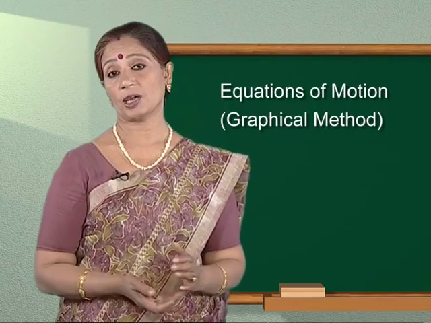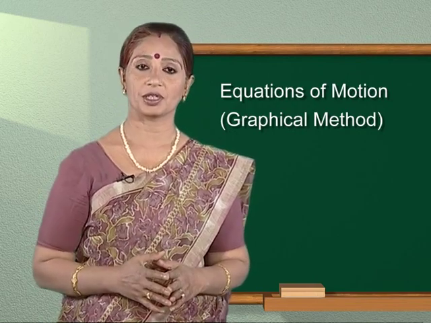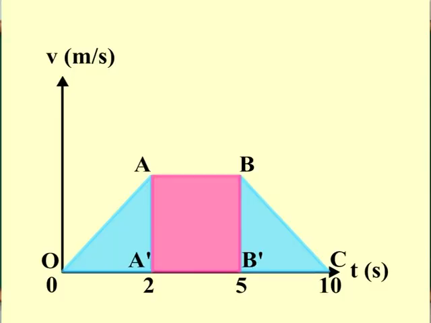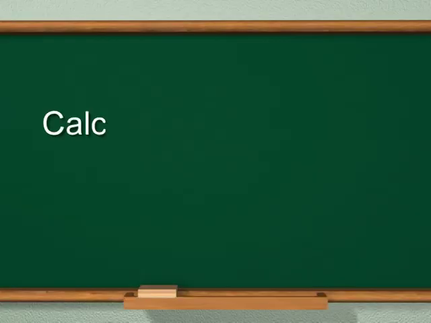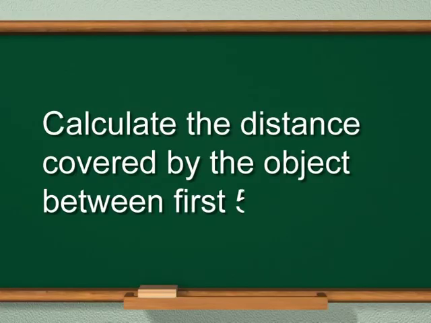Let us try some numerical problems based on the position-time relation. This is the velocity-time graph of an object moving along a straight line. You have to calculate the distance covered by the object in the first 5 seconds.